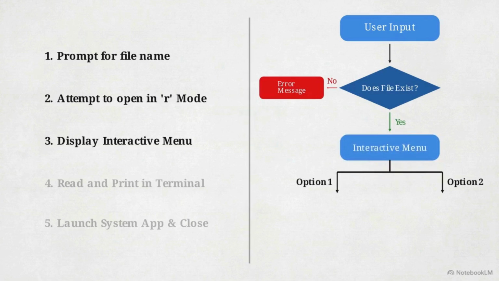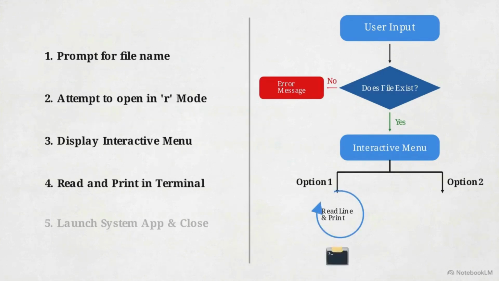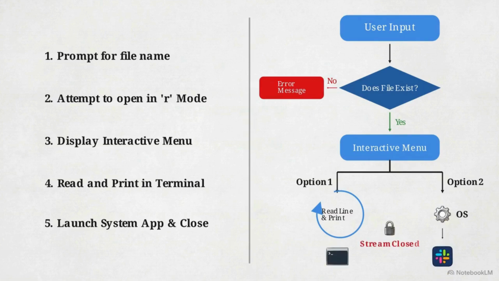The program presents the interactive menu, branching into Option 1, Read in Terminal, or Option 2, Launch in System App. Step 4 defines the Option 1 pathway. The program initiates a loop to read the file sequentially, grabbing characters or lines from the stream one by one and printing them directly to the terminal screen. Step 5 defines Option 2. Instead of reading the text internally, the program closes the file stream and sends a command to the operating system, requesting it to open the file in its default native editor.